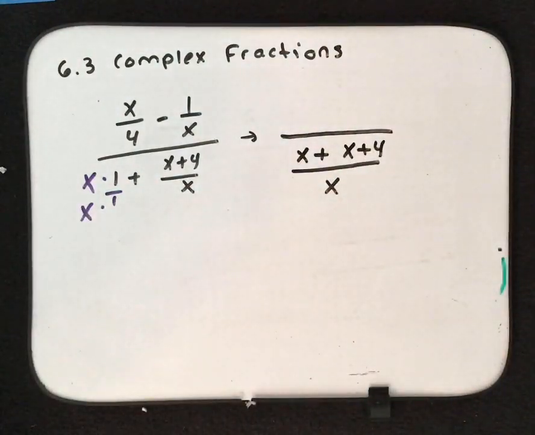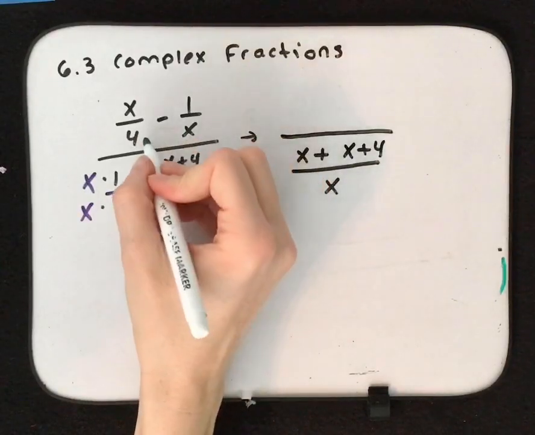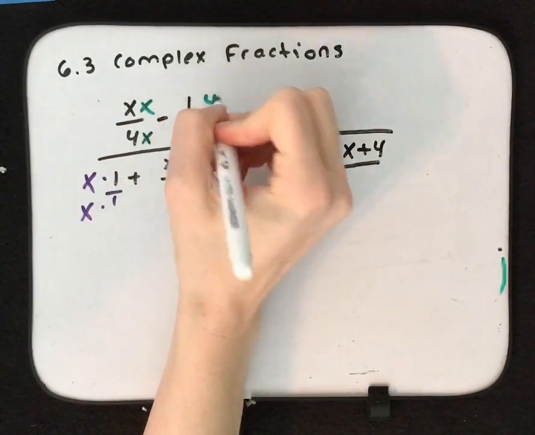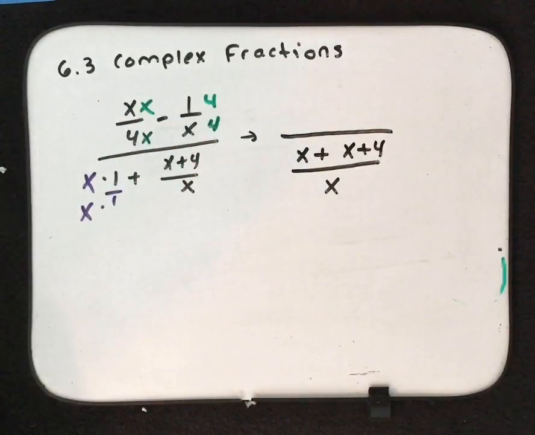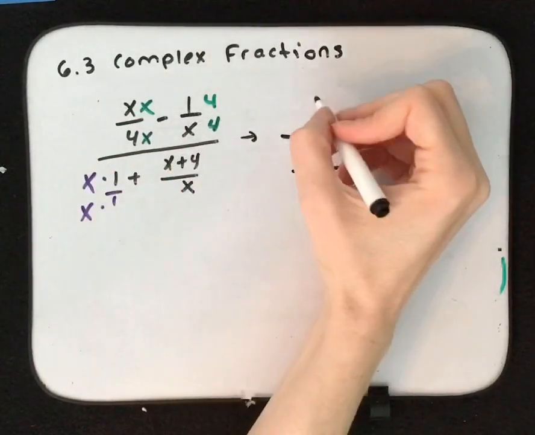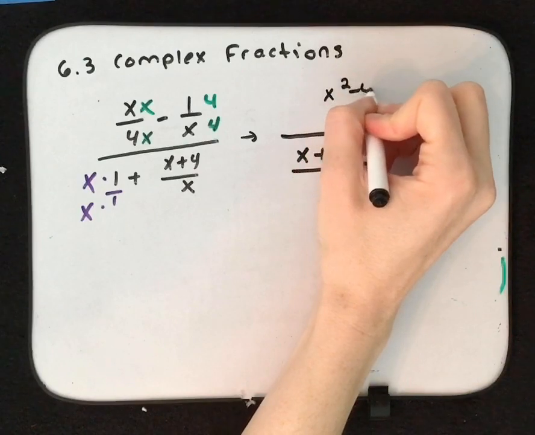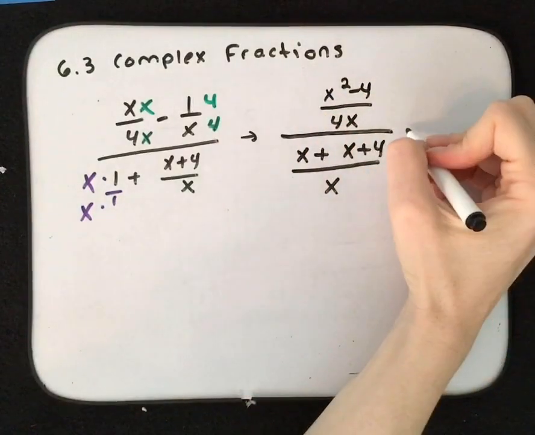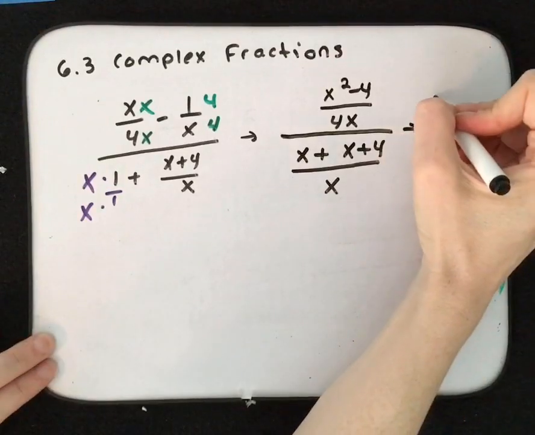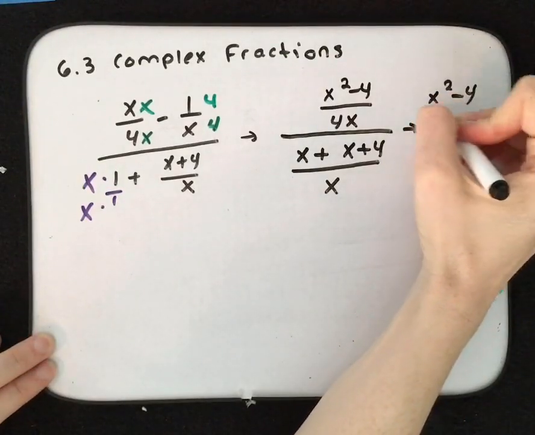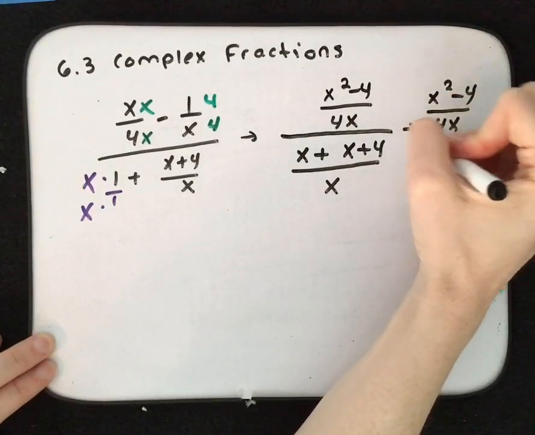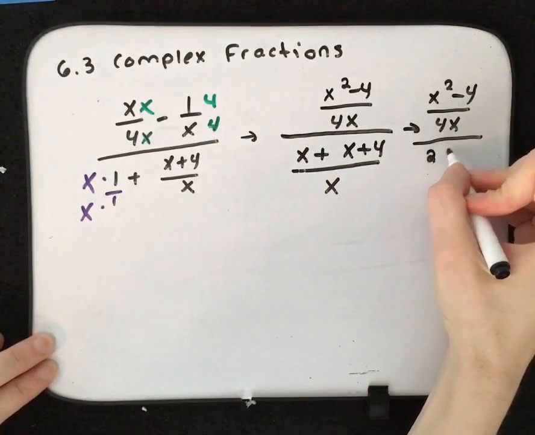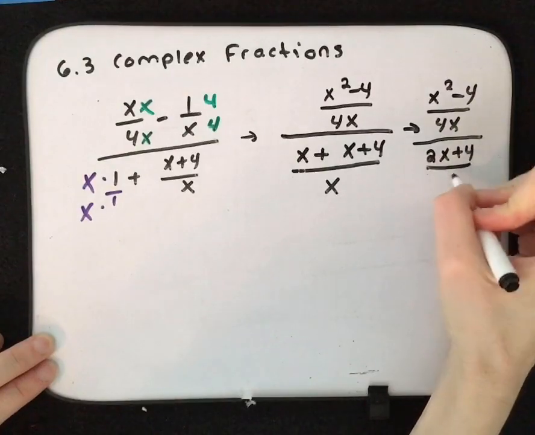So I have a 4 on this side, I have an x on this side, so this one needs an x and this one needs a 4. So that's going to give me x squared minus 4 all over 4x. Let's clean up a little bit more. So we have x squared minus 4 all over 4x. And then we have x plus x right here. That'll give us 2x plus 4 all over x.